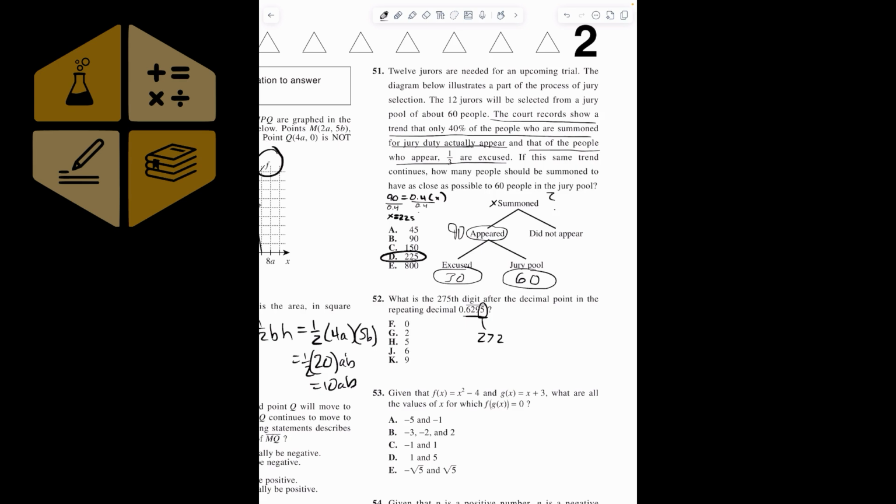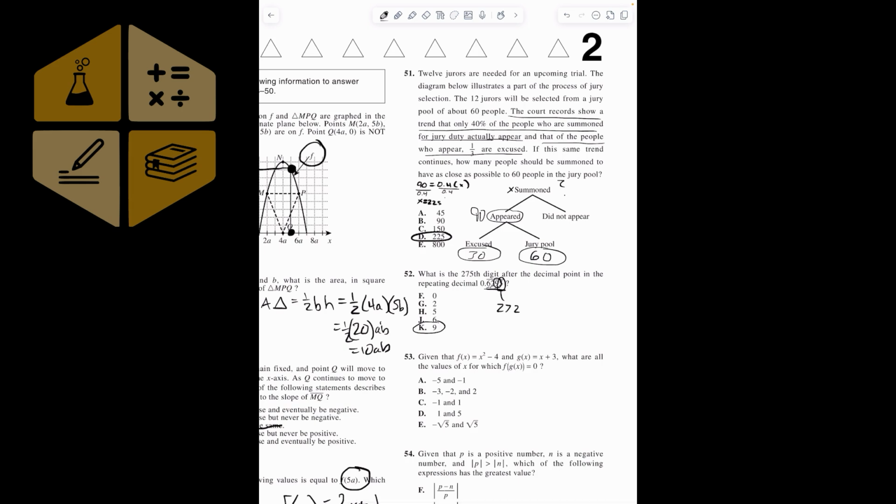So if 5 is the 272nd digit after the decimal point, that means that 6 is the 273rd, 2 is the 274th, and 9 is the 275th. And that's how the answer to number 52 is K, 9.